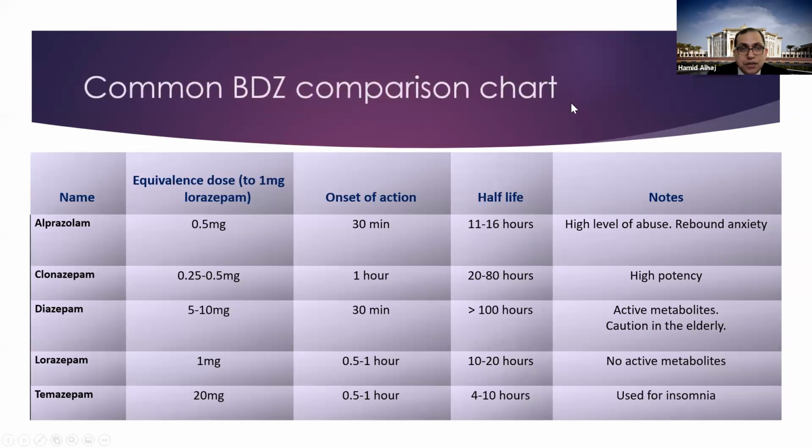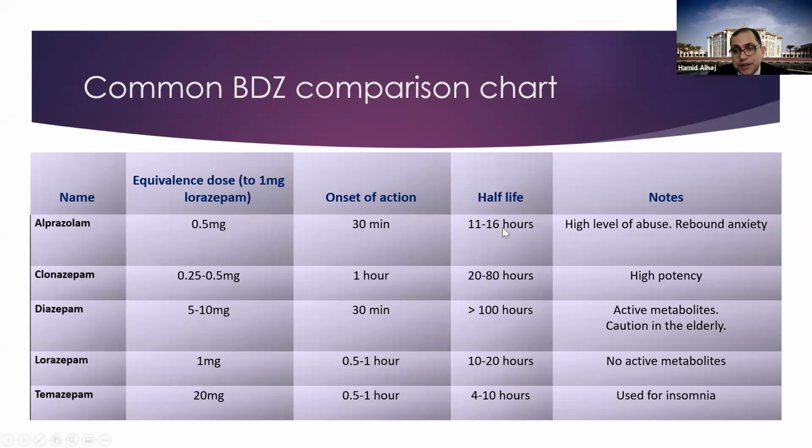So these are just for comparison, some of the benzodiazepines. Alprazolam, Xanax: the equivalent dose here to 1 milligram lorazepam. So Xanax is more potent than lorazepam, and much more potent than diazepam. Yeah, so 10 times or more. And it's rapid acting, and the half-life is short.